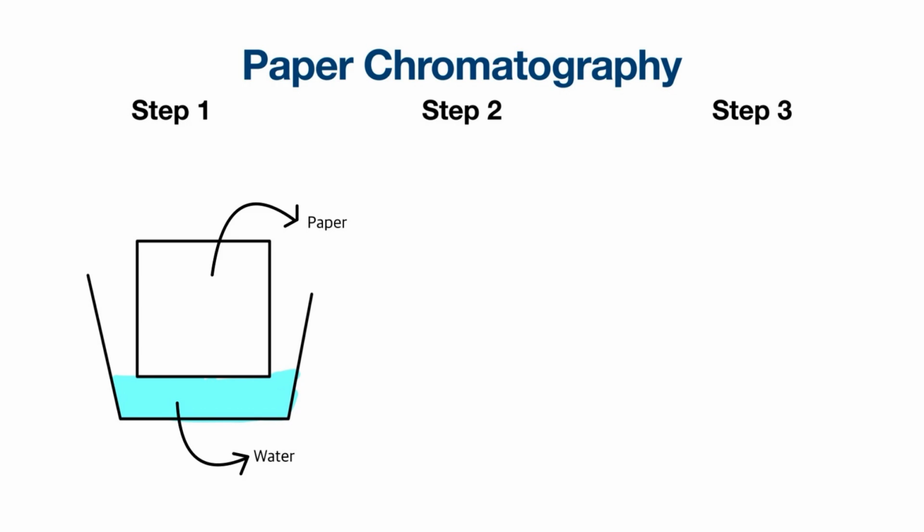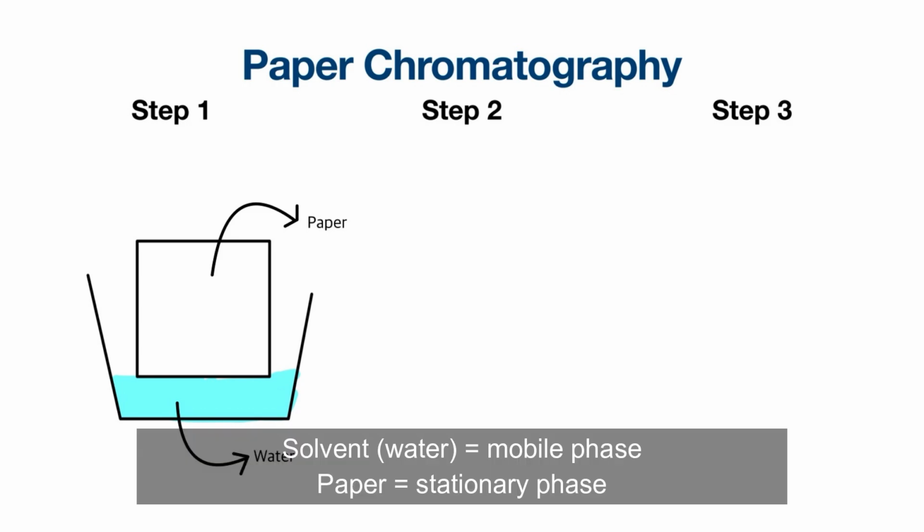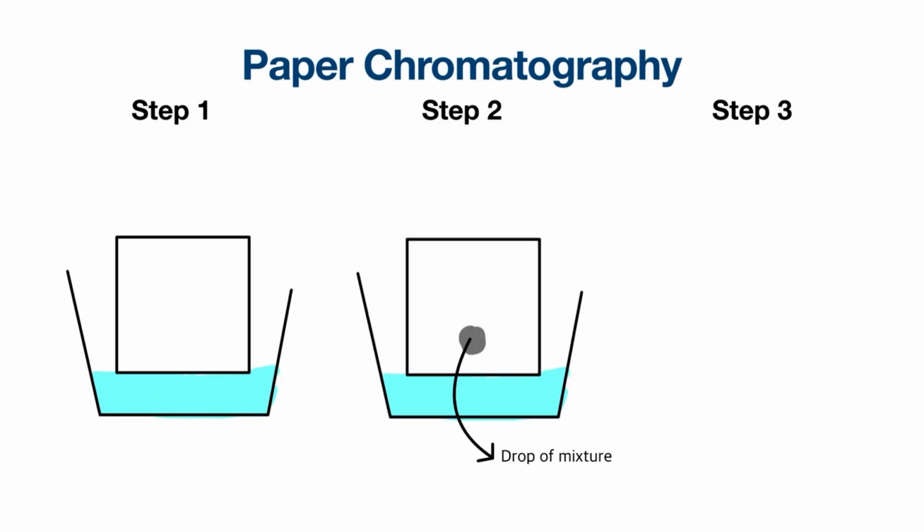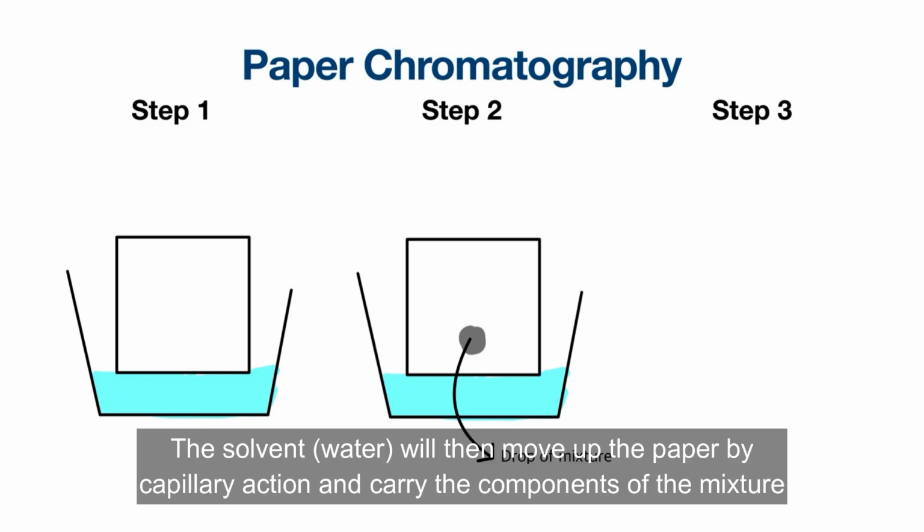Let's take a look at paper chromatography, a method used to separate substances in mixtures based on their affinity for the solvent, which is the mobile phase, and the paper, which is the stationary phase. The separation depends on the intermolecular forces between the substances, the solvent, and the paper. To perform paper chromatography, immerse a piece of paper in a solvent, such as water. Next, place a drop of the mixture onto the paper.